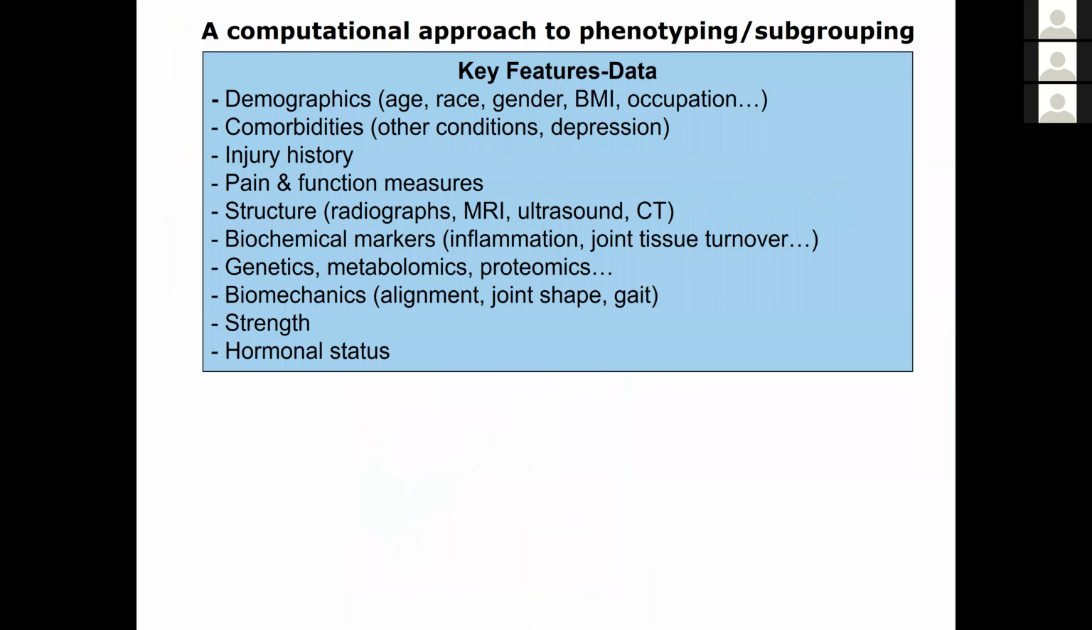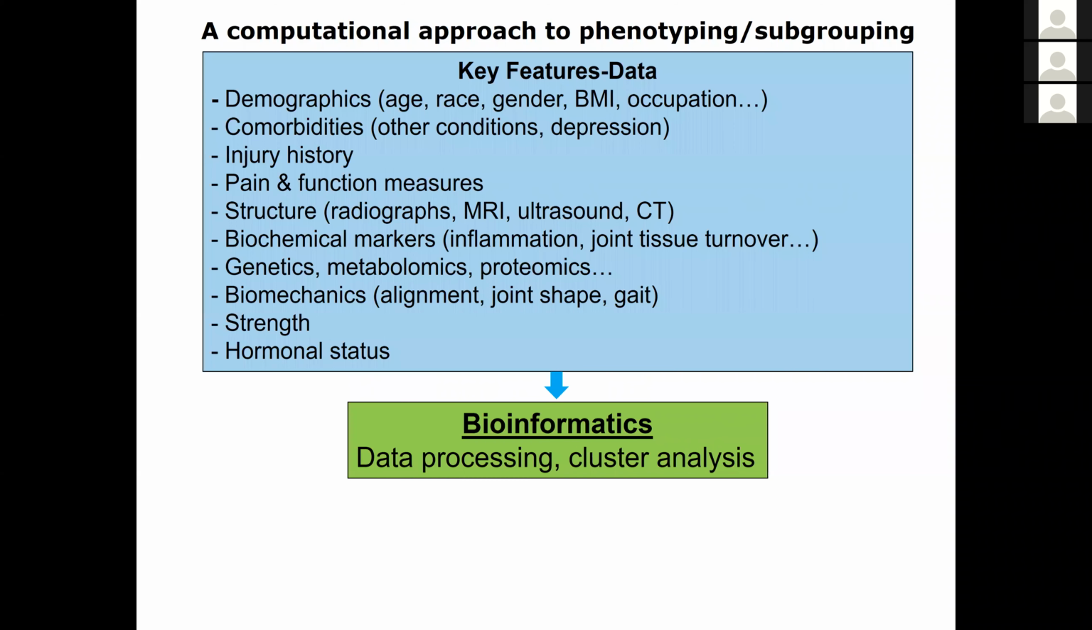So as I mentioned, there is a lot of different data that could be used to define phenotypes. The examples I've shown you so far have used small amounts of data, but really not put everything together. But for the future, I think the goal is to get as much data as possible: demographic data, comorbidities, injury history, and so on down the list. I talked about all of these early on. And then use bioinformatics, data processing, cluster analysis to start to group patients into subgroups, phenotypes, and endotypes.